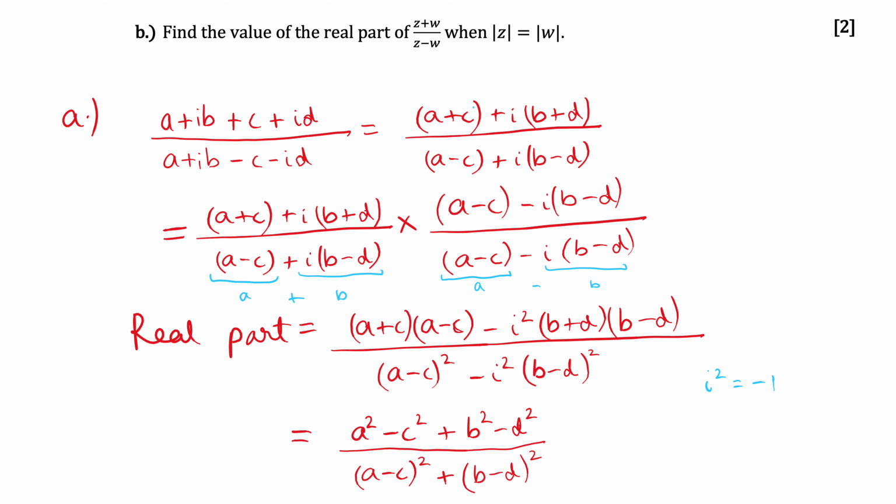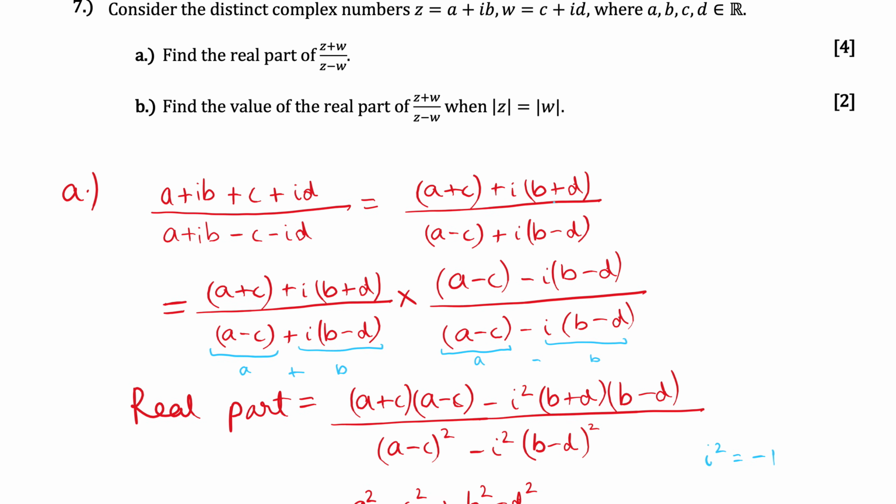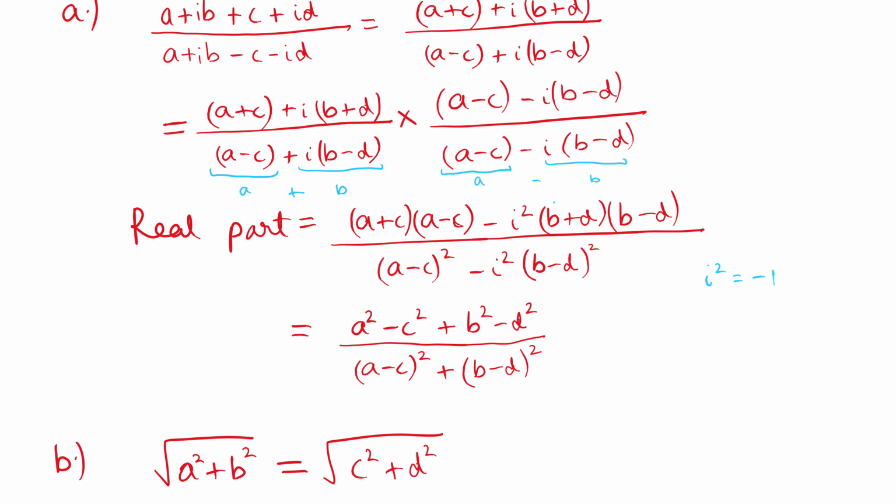Now in part b, it says find the value of the real part of (z + w)/(z - w) when the modulus of z is equal to the modulus of w. So the modulus of z is just the square root of a squared plus b squared. That is how we find the modulus of a complex number which is in Cartesian form or rectangular form. And this is equal to the square root of c squared plus d squared. So this is the modulus of z and this is the modulus of w.